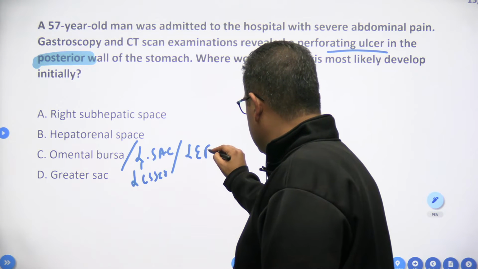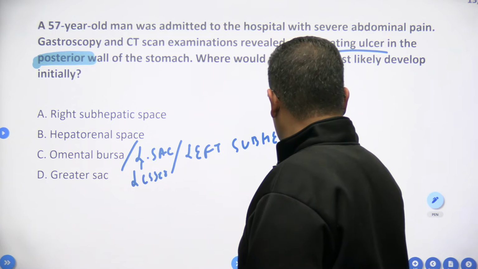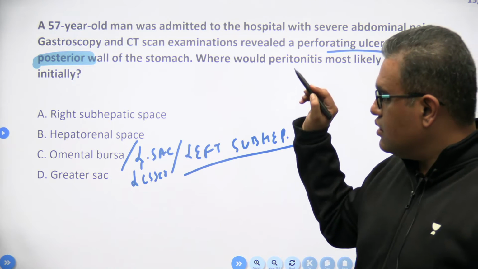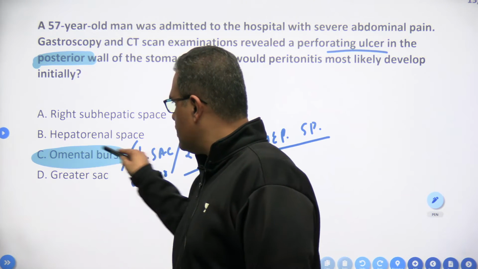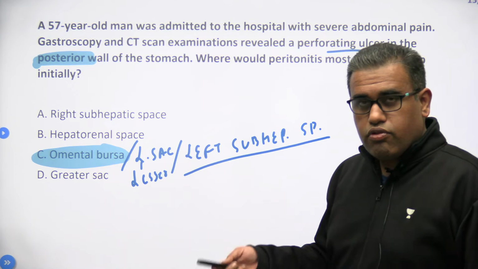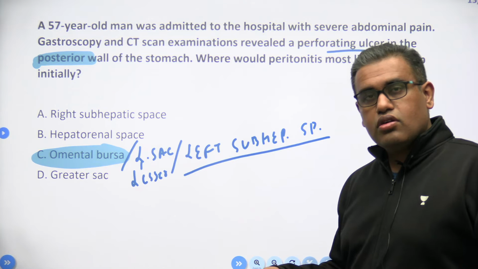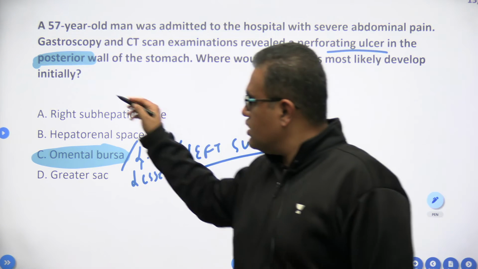This is left subhepatic space. Left subhepatic space. Initially, the peritonitis, so we can call it, will start from here, omental bursa. Then from here via epiploic foramen it may go to greater sac, may go to hepatorenal pouch of Morrison, depends. Initially, they are asking the word initially over here.